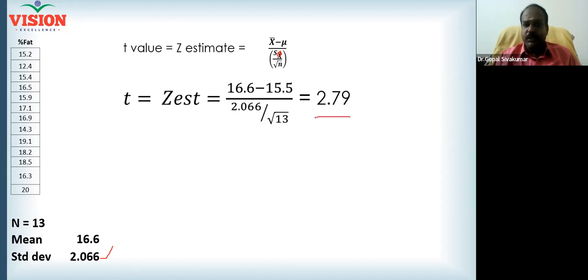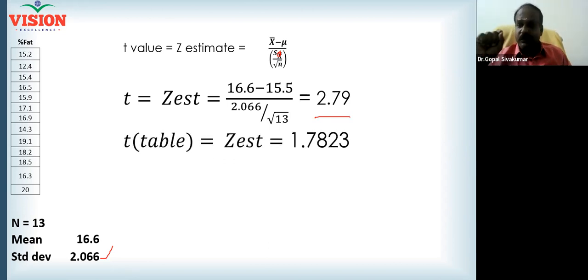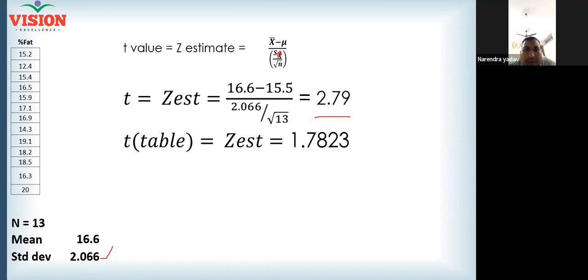Now, what is the T-score you are getting? 2.79. Like I told you, 1.96 for Z-score. For T-score, it should be within 1.78. But are you fulfilling the condition? No. Your T has gone beyond the boundary, isn't it? That means your process is deteriorated. Are you ending up making the same conclusion? Yes or no? Yes, sir.